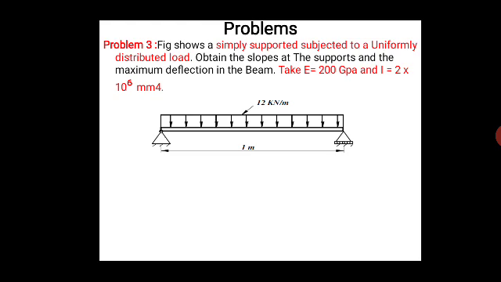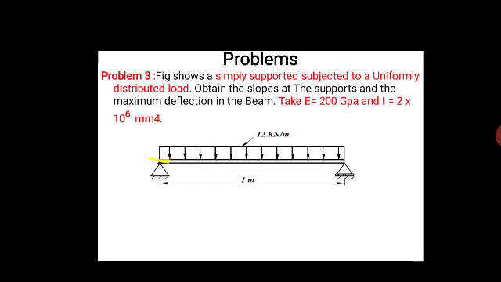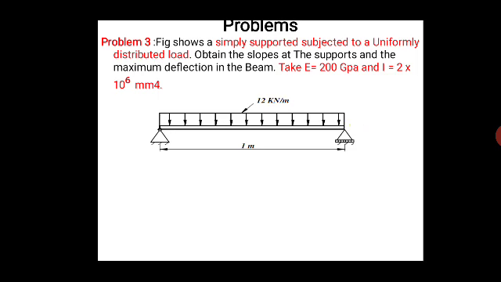Now look into the sketch here. The total length of the beam is 1 meter. At the left end it is completely fixed, whereas at the right end it is allowed to roll in the x direction. Because of the rollers, the right end has a tendency to move further in x. The UDL is 12 kilonewton per meter.